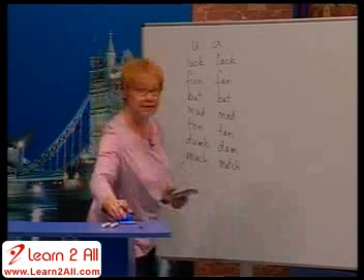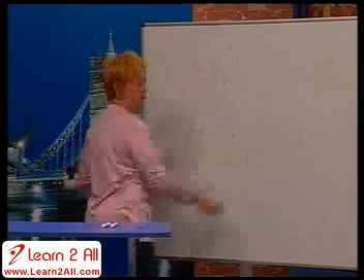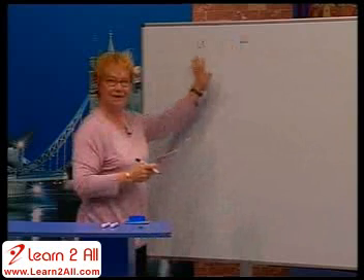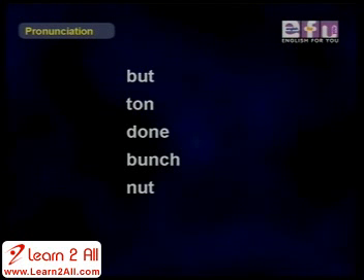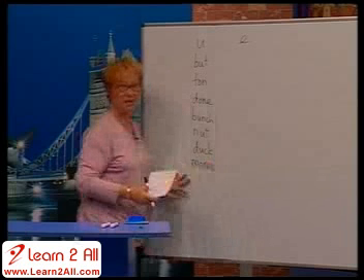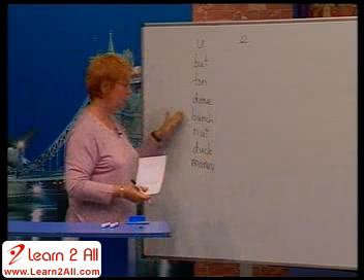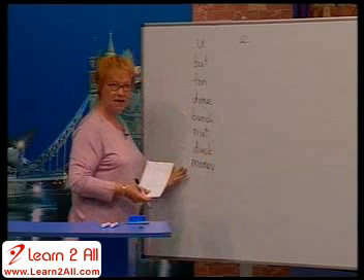Now, let's look at a different list. This time, we're going to do two more sounds. Okay, here's the first list. But, ton, done, bunch, nut, duck, and money. Okay, again. But, ton, done, bunch, nut, duck, money.